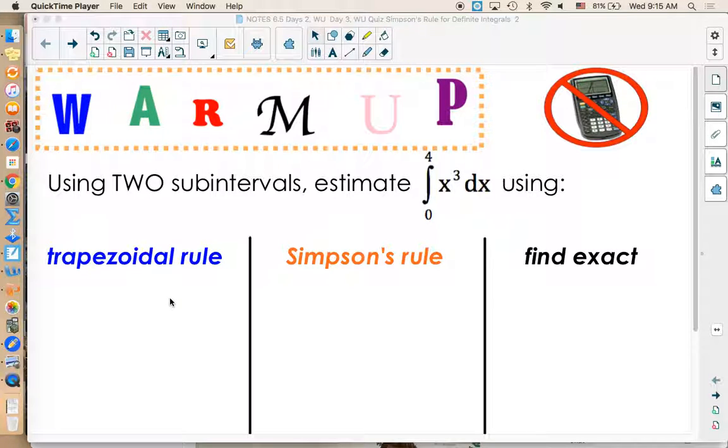This is a video for 6-5 day 2. So start the warm-ups, please. Pause the video, and then come back to check your warm-ups, making sure you've got the skills and the formulas and the things from 6-5 day 1 that you need to be successful in this.